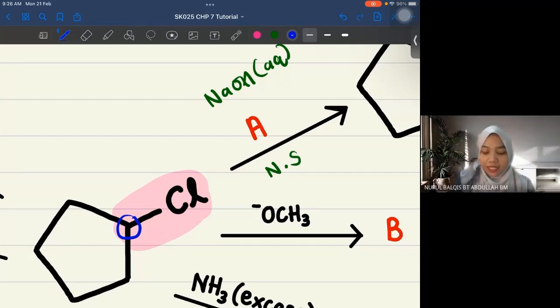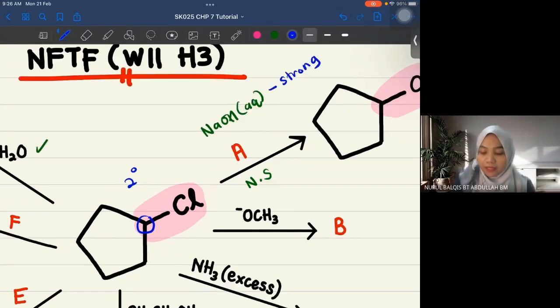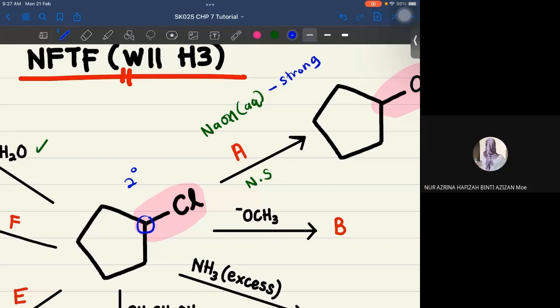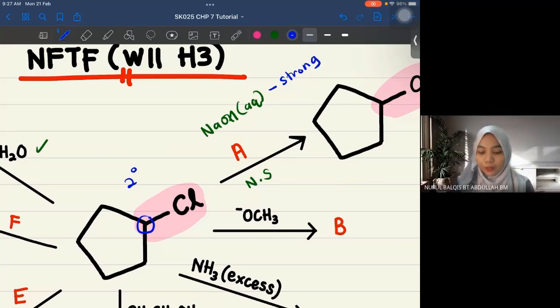Secondary. Okay, bila dia secondary, okay, pair up dengan strong. Which mechanism do you think they will proceed with? And secondary? Awak rasa SN1 or SN2? SN2. Okay, good. Sebab kenapa?